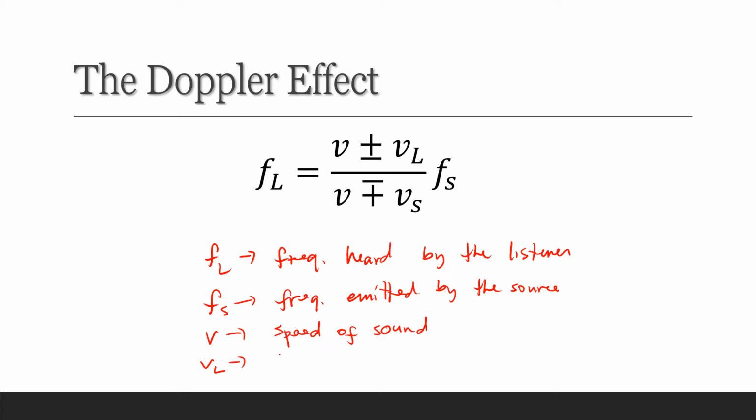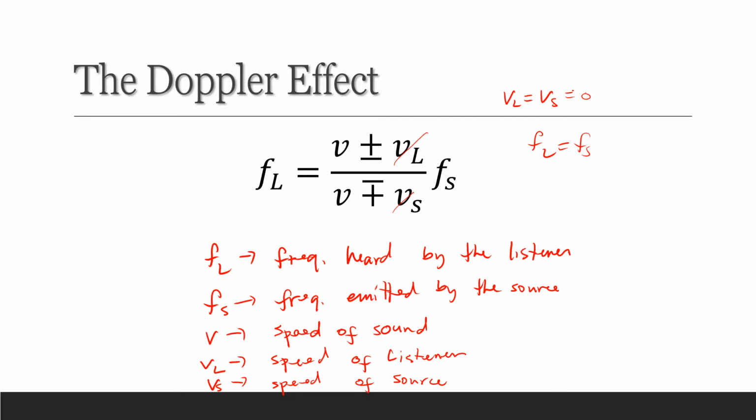VL is the speed of the listener. So when your listener is moving, we denote the speed of that listener as VL. And Vs is the speed of the source. When the source is moving, Vs is the speed of the source. So when they are not moving, take note, when VL is 0 and Vs is 0, then FL is just equal to Fs. The frequency heard by the listener is just equal to the frequency emitted by the source.